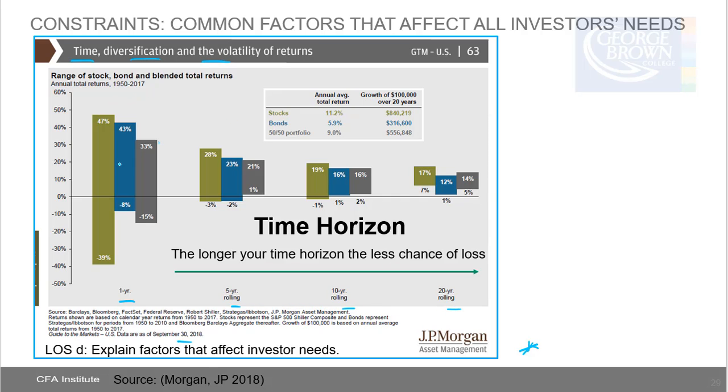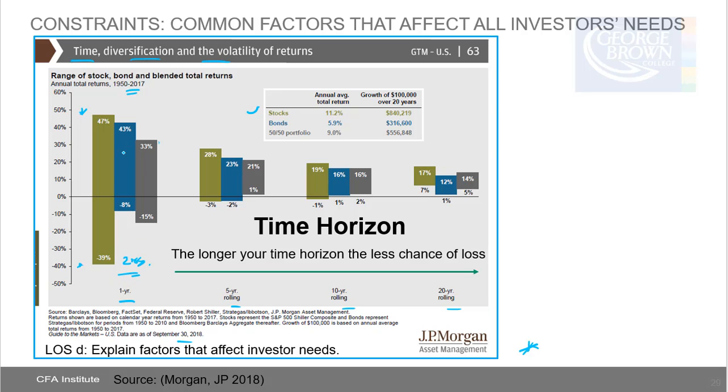And again, we saw that in the short term, if we looked here at 100% in stocks, and they're using the S&P 500, you can see the 1-year range of returns, and this is calendar years, is from positive 47% to negative 39%, and that would have been 2008, because this is just looking at 1950 to 2017. But we know that's a calendar year. Peak to trough for the S&P 500 was more like 57% when we extend past the calendar year.